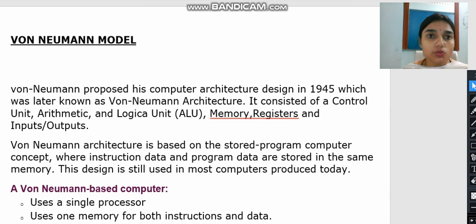Basically, it consists of a control unit, arithmetic and logical unit, memory unit, registers, and input output. The von Neumann architecture is based on the stored program computer concept, where the instruction data and the program data are stored in the same memory. Still, most of the computers are constructed using the von Neumann architecture.